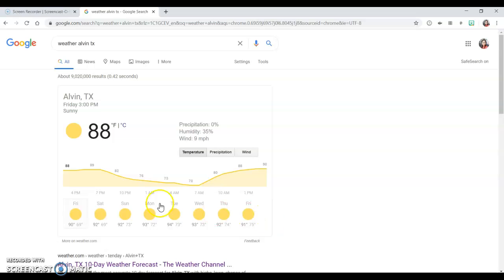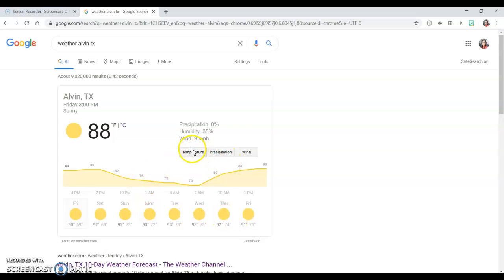Right here, it tells you the next few days' weather forecast. For example, tomorrow is Saturday. The highest temperature is going to be 92 degrees, and the lowest temperature is going to be 69 degrees Fahrenheit. And the weather is going to be sunny all week.